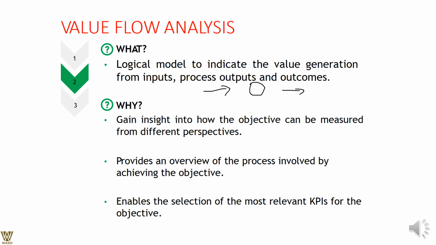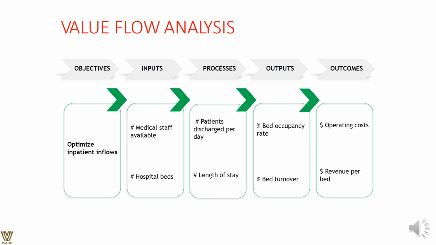We have to understand the value flow analysis altogether. It enables the selection of the most relevant KPIs for the objective. The definitive KPIs, please, if possible, can we put them all together? Remember, VFA, or value flow analysis, is where we are talking about the direction in which we go around. This is the direction that is followed. The objective is situated at the very first. The input and the process are all about it, which comes with the outcome.